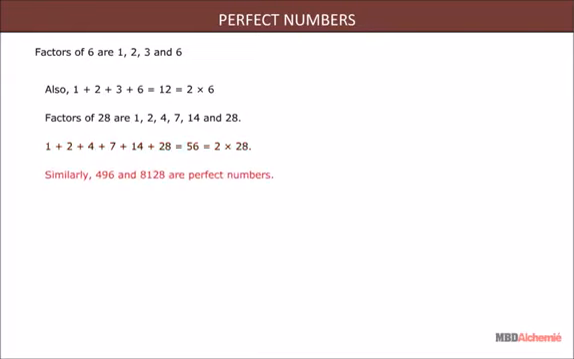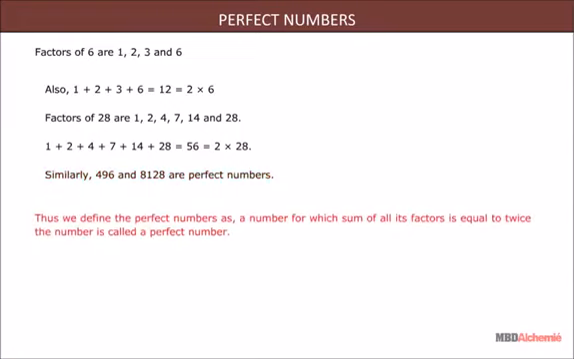Similarly, the numbers 496 and 8128 are perfect numbers. Thus, we define a perfect number as a number for which the sum of all its factors is equal to twice the number. And so the numbers 6, 28, 496, etc. are perfect numbers.